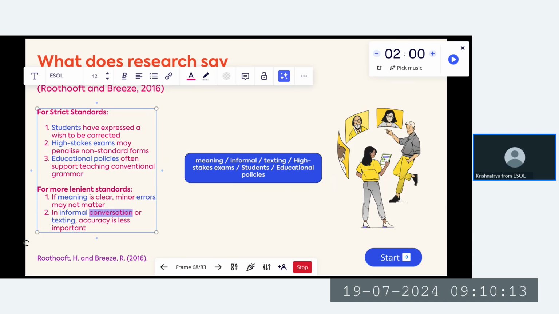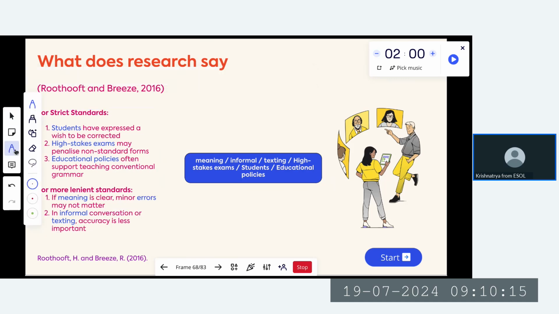So this is something very, very important that research has found out. You can also read about it. It's called Ruthhoft and Breeze 2016. But then how is it related to what we are discussing right now? Have a look at the next screen.